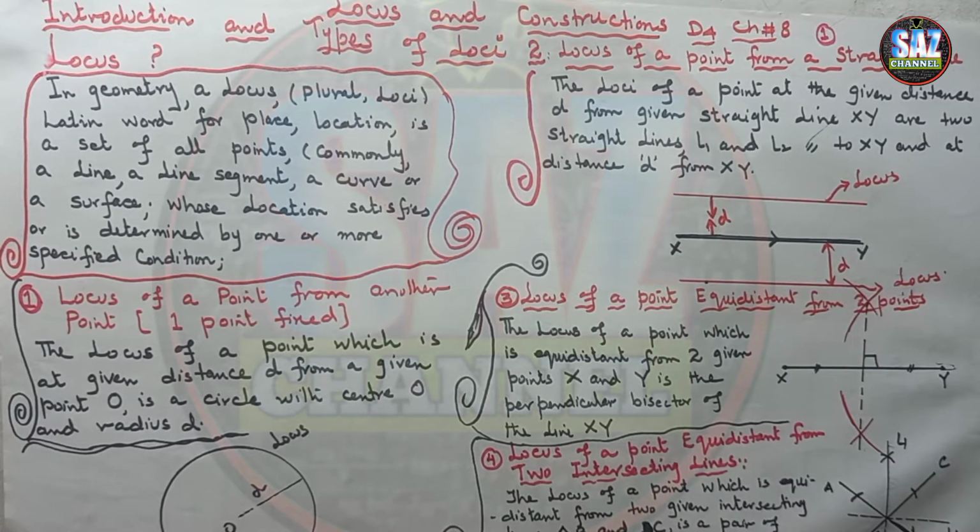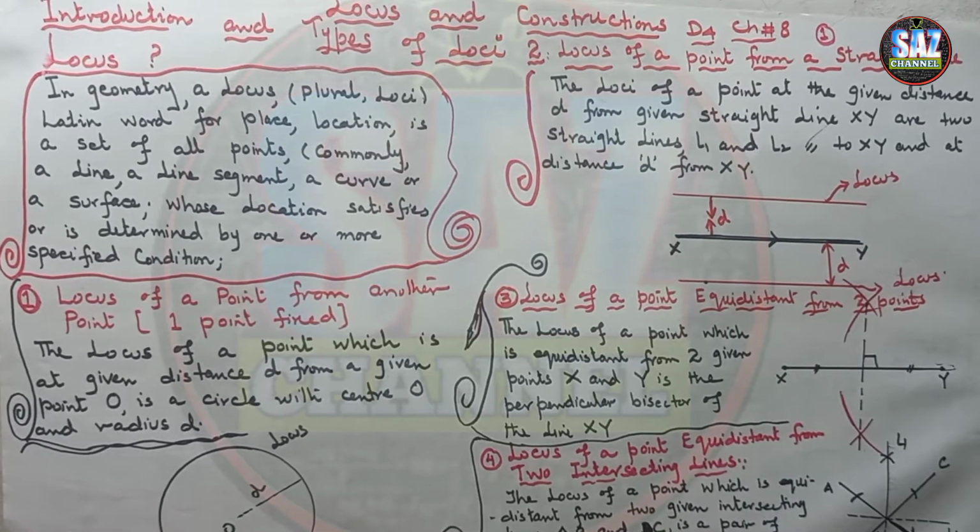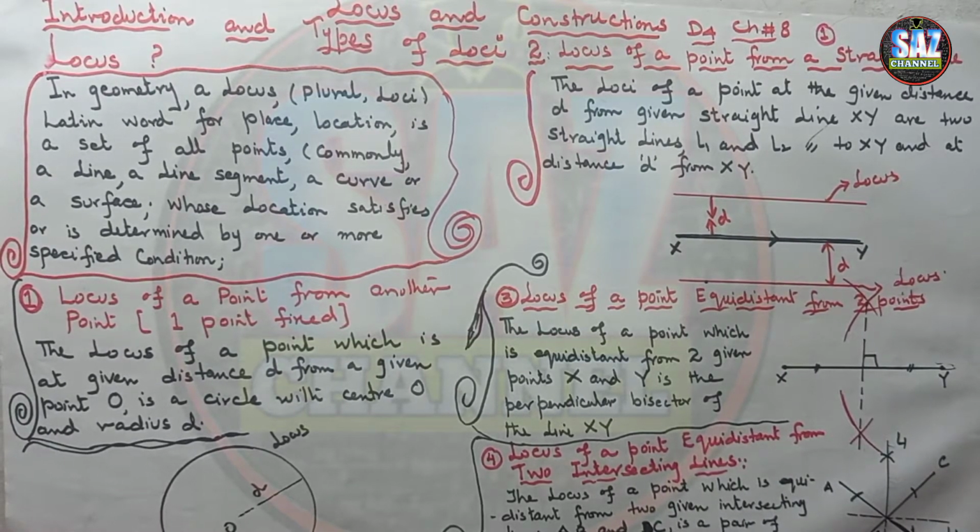This is my first lesson of D4 chapter number 8, which is about locus and constructions. This topic is not new for my math students, just the name is new, because my students are very much familiar with the construction of different geometrical shapes in D1. So let's try to understand the concept of the term locus and constructions with the help of the definition.